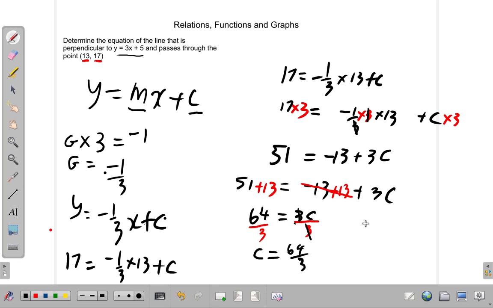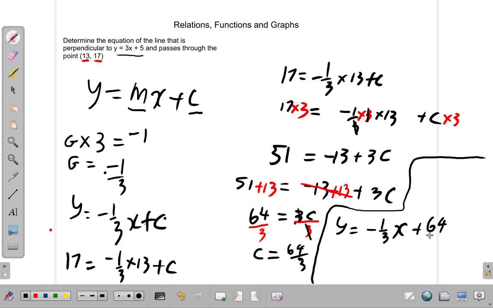So what is the equation? Let me use this space to write it. The equation finally is y equals negative 1/3 x, as over here, plus 64/3. Or you can make everything flat without any fraction by multiplying by 3. You will have 3y is equal to negative x plus 64. And there you have the equation of your new line.